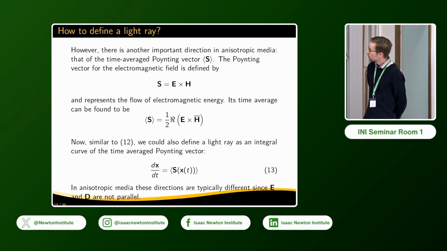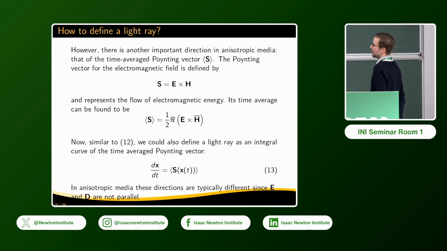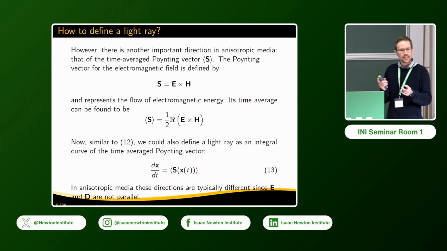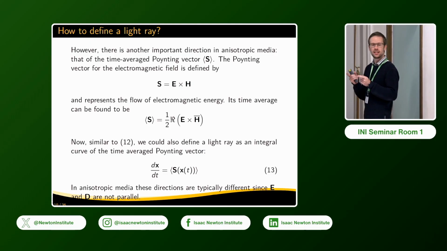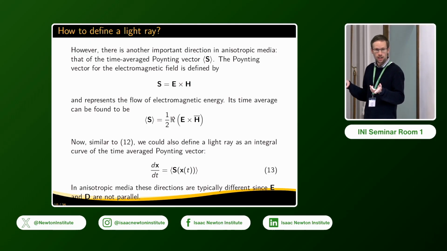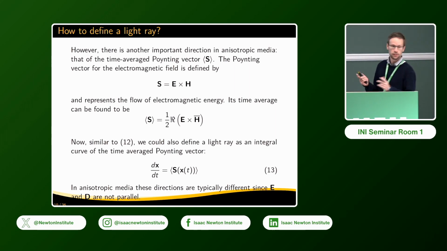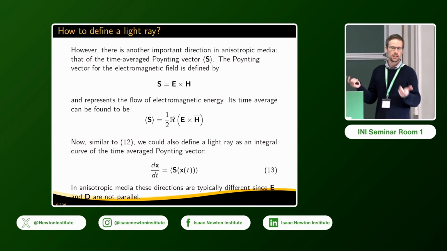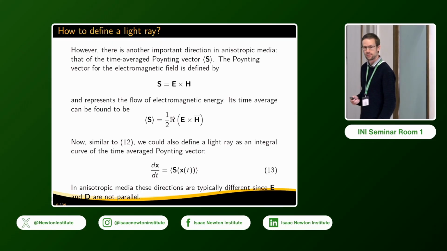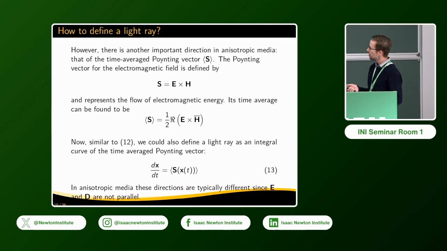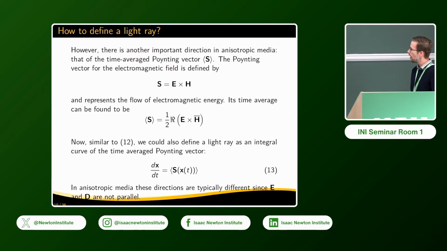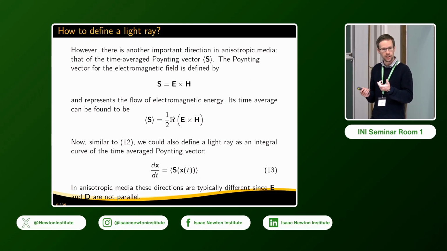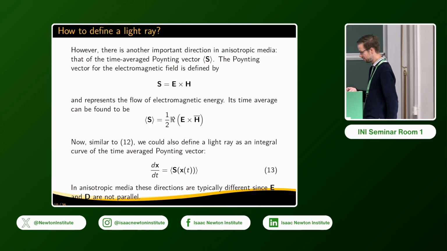And so another thing you can define is a light ray as an integral curve of this time average Poynting vector. So you don't see this in classical physics and isotropic media because these two directions are parallel. But in general, for anisotropic materials, these could be different directions because the electric field E and the displacement field D are typically not parallel, as we saw in the previous slide. So there are two different directions. So before you even start to do optics, you have to be a little bit careful and say how you are defining a light ray, which is the direction that you are particularly interested in.